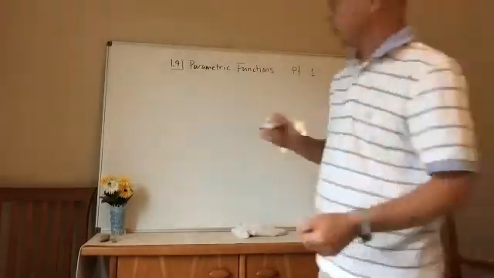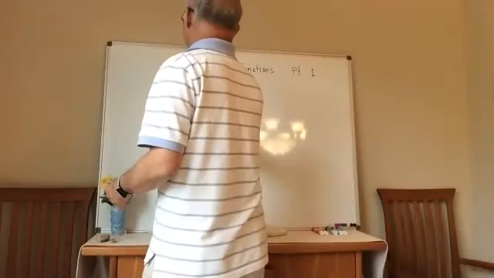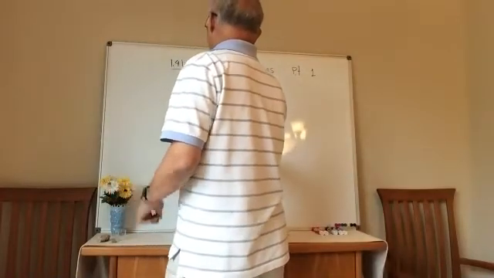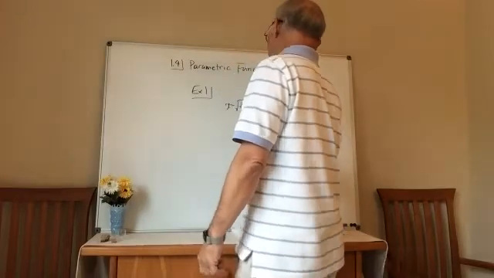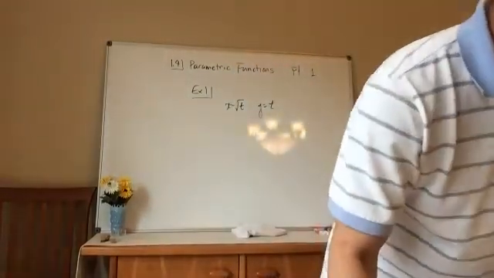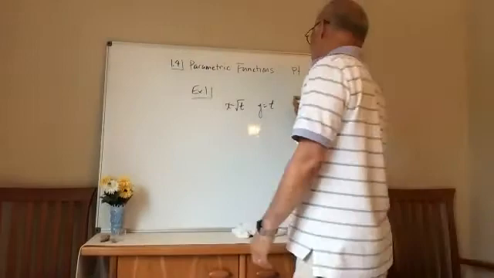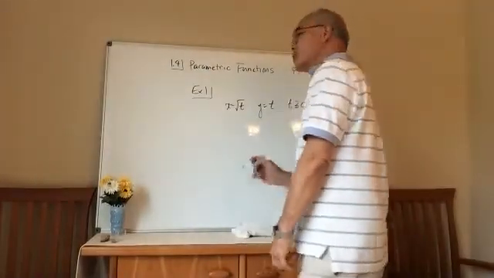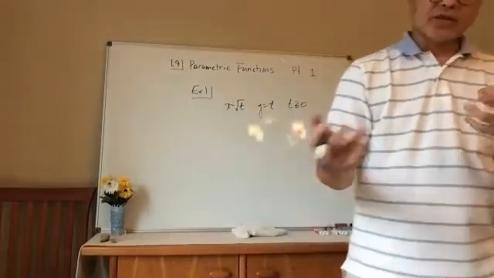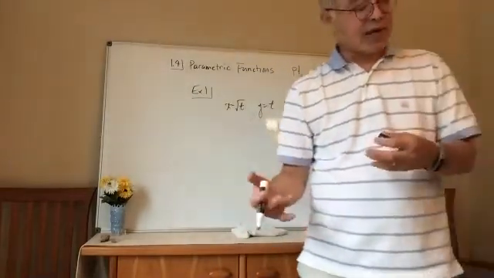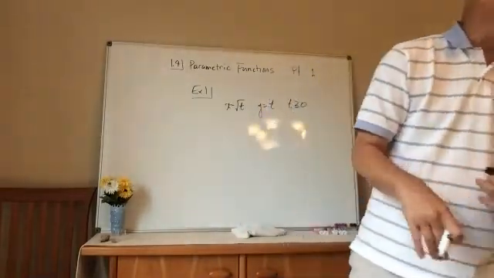So let's do example number 1, where we have x is equal to root t, y is equal to t, I believe, and t is greater than 0. T greater than 0 is a dead giveaway that we're talking about time, because you can't have a negative time.